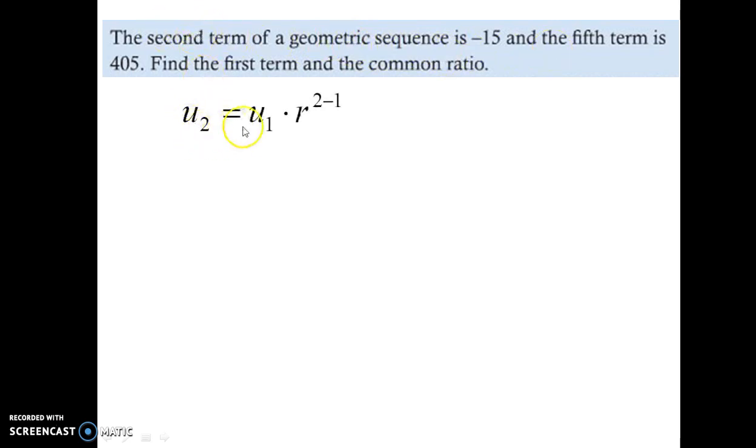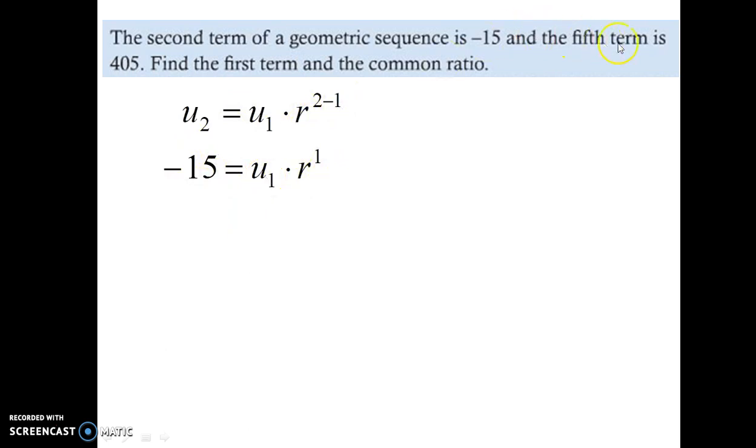So the second term, using the rule, u2 is u1 times r to the 2 minus 1. All right, but we know the second term is -15. So I'm going to put -15 in here and replace this, 2 minus 1 becomes a 1. So this is our first equation.